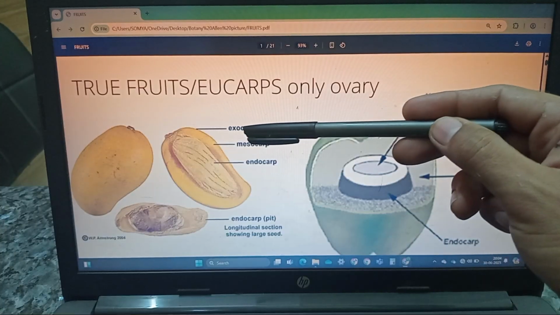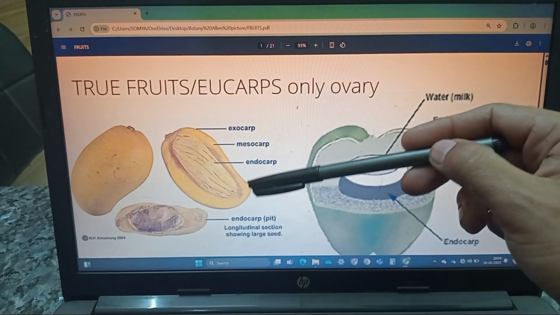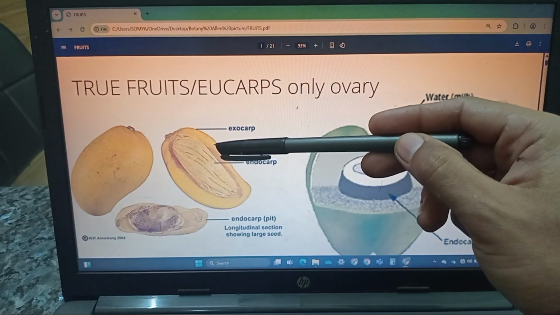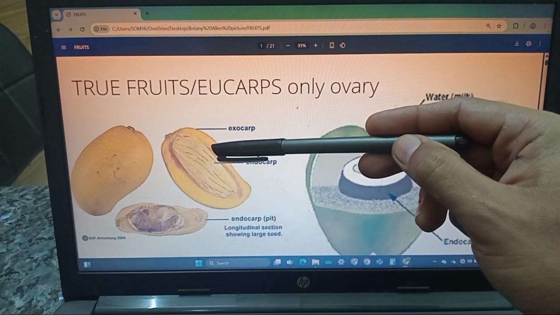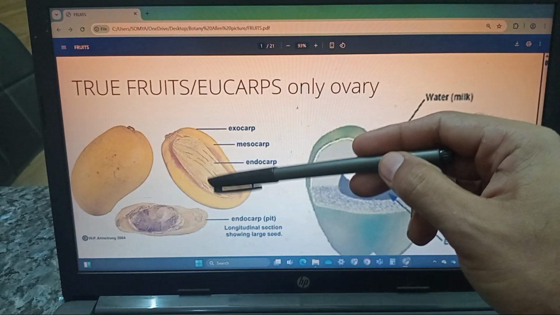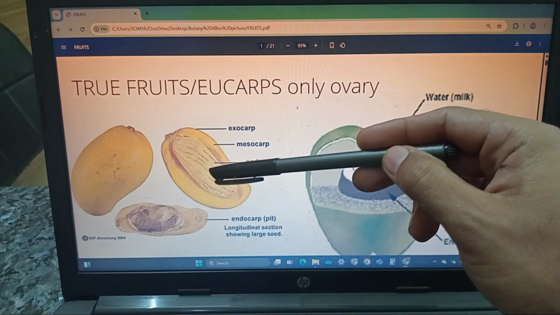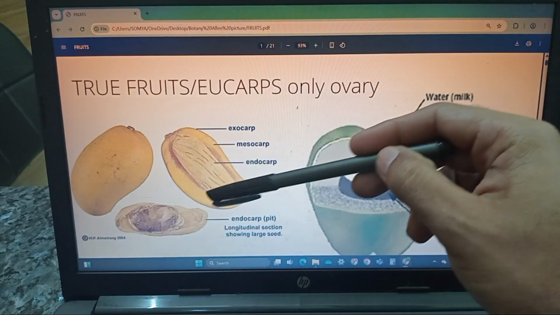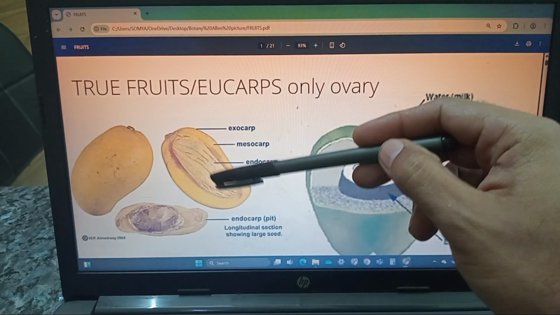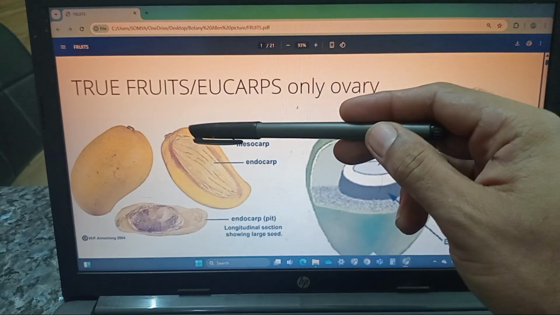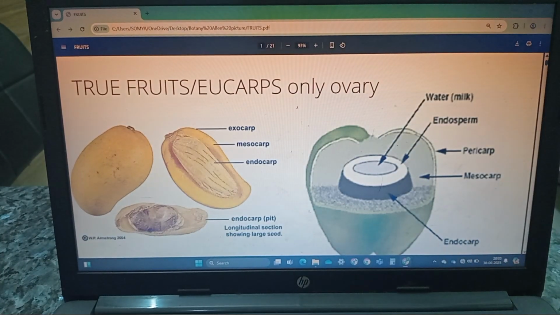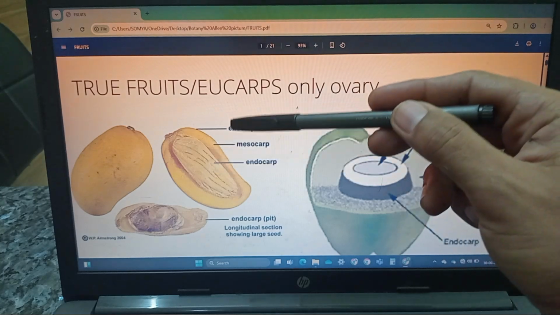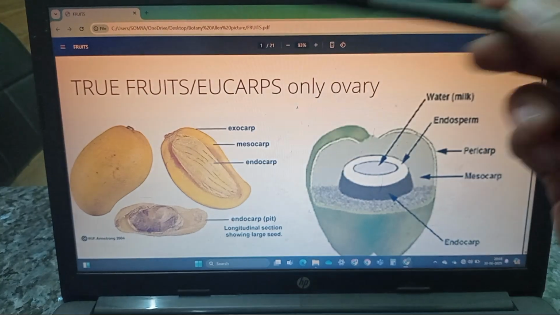Epi is the thin layer. You peel it off, then you eat the mesocarp, and the endocarp is the hard part, the gutli (stone). In the gutli there are seeds. So the outer part of the gutli is the endocarp, what you eat is the mesocarp, and the peel you remove is the epicarp. So this is the ovary wall, which is the fruit. So this is a true fruit.